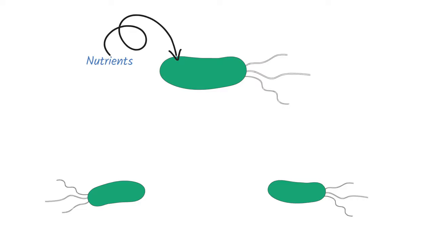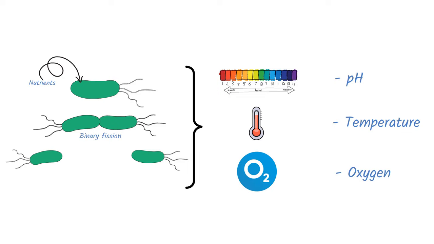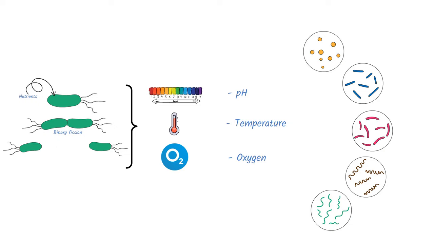When provided with proper nutrients, a bacterial cell divides into two by the process called binary fission. This multiplication process is also influenced by other factors, such as pH, temperature, and oxygen levels. The requirement of these factors varies from species to species.